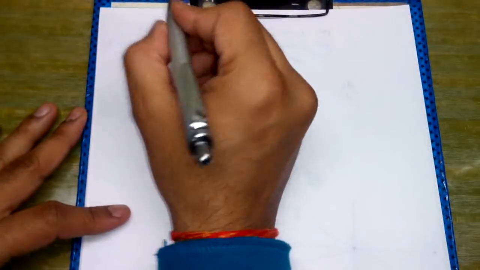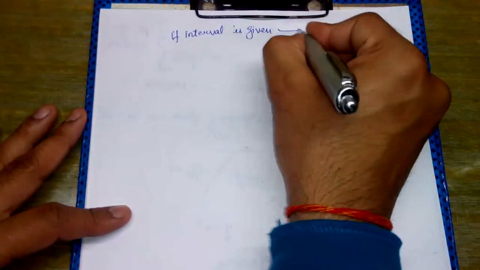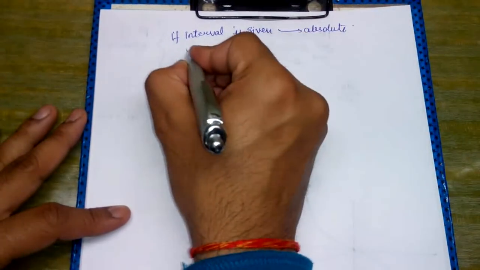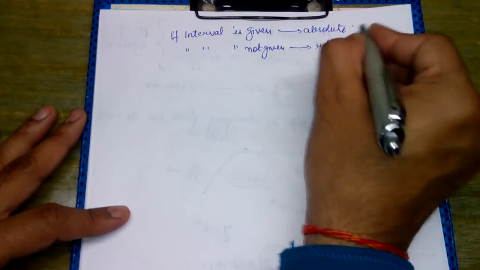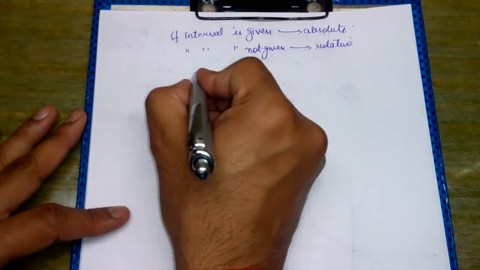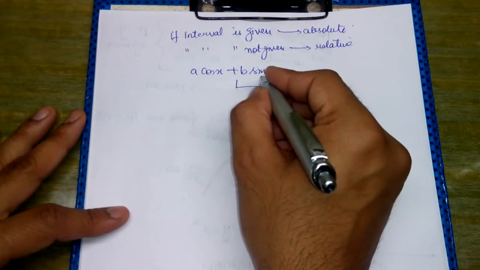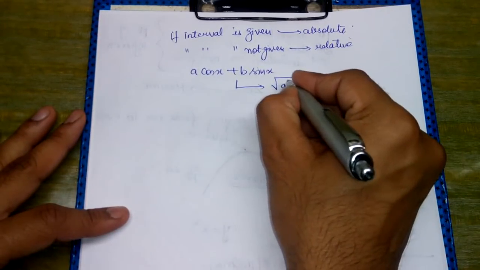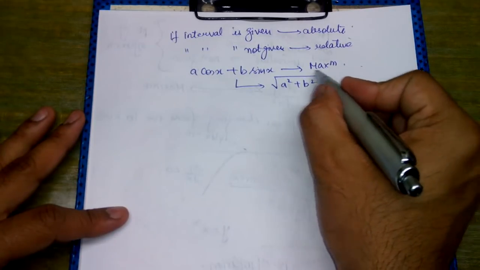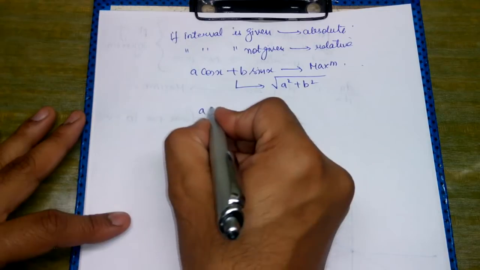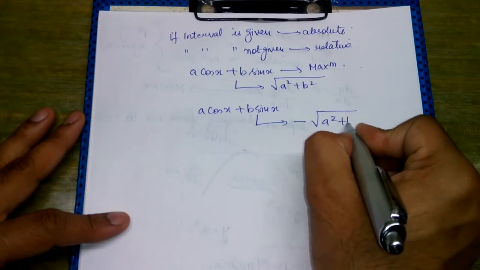And we must note one more important point, that if an interval is given, then we go for the absolute value, and if an interval is not given, then we go for the relative maxima or relative minima. For example, what is the maximum value of a cos x plus b sin x? Please remember, these are the standard cases, and the maximum value of a cos x plus b sin x is given by under root of a square plus b square. Since the interval is not given, we are actually referring to the relative maxima. And what is the minimum value of a cos x plus b sin x? This is simply minus under root a square plus b square.